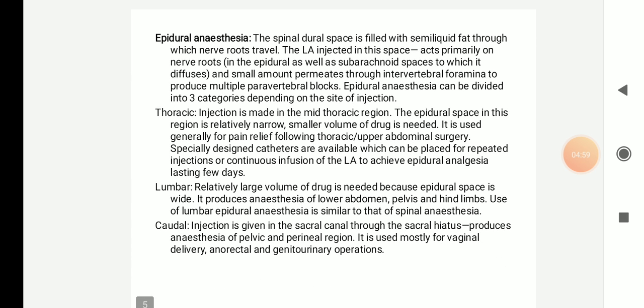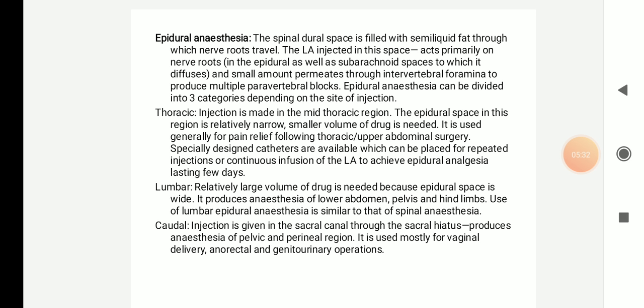So next, epidural anesthesia. The spinal epidural space is filled with semi-liquid fat through which the nerve roots travel. The local anesthetic is injected in this space. It acts primarily on the nerve roots, and a smaller amount permeates through the intervertebral foramina to produce multiple paravertebral blocks. Epidural anesthesia can be divided into three categories based upon the site of injection, that is thoracic, lumbar and caudal. In thoracic, the injection is made in the mid-thoracic region. The epidural space in this region is relatively narrow.